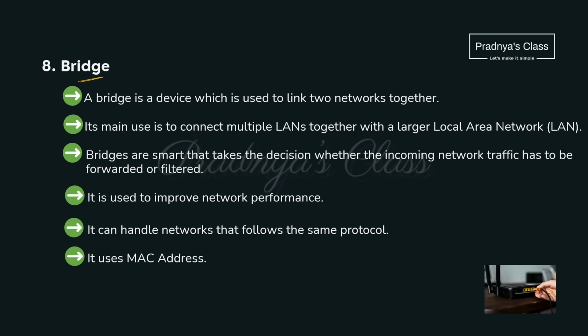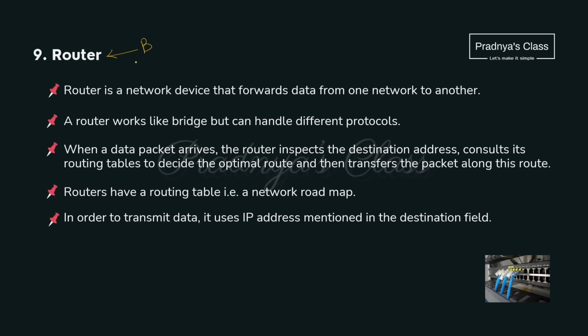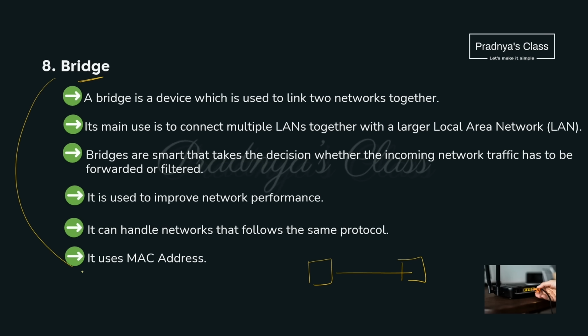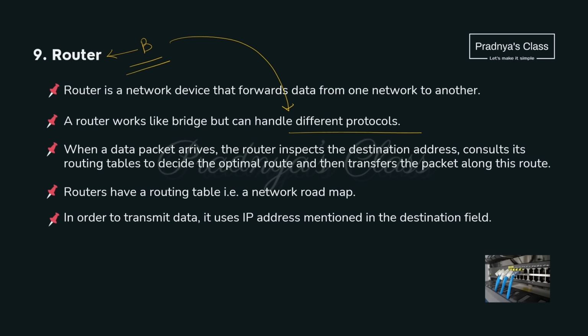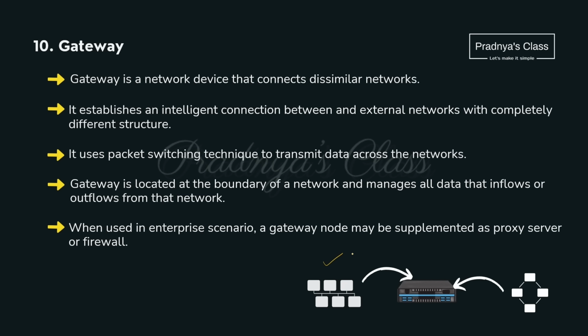Here is one more network device. It is used to connect two different networks to each other. Just like bridge, we have routers too. But the specialty of router is it can handle different protocols. We will study protocols in a while. Bridge uses MAC address, whereas router uses IP address. If you want to connect two different types of network, we can use gateway too.